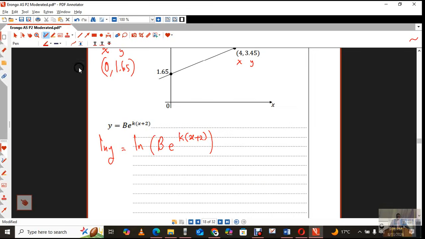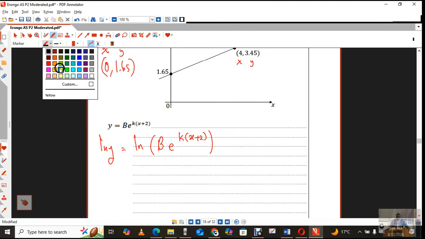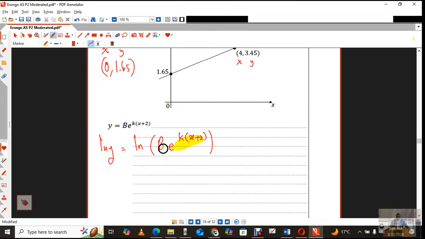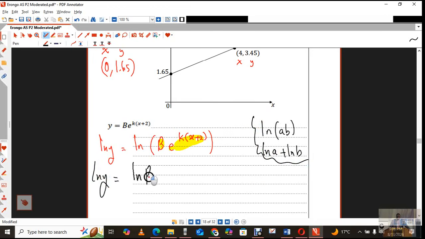Then there is a multiplication here. So remember, this and this one, they multiply. When you have a scenario like that, again, just remember the laws. You have natural log of, let's say, AB, it's the natural log of A plus the natural log of B, right? That's what we're going to do. So I'm going to separate this side. So natural log of y is equal to the natural log of b, with me, plus the natural log of e, and I'm going to leave the bracket like k(x plus 2). We are getting somewhere.